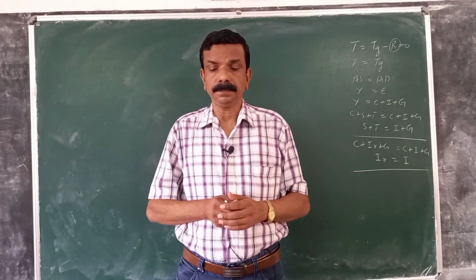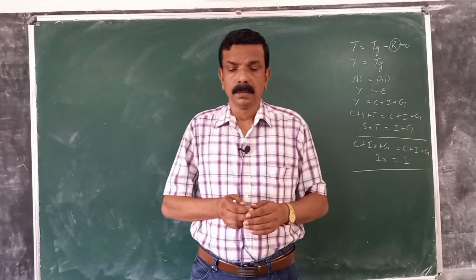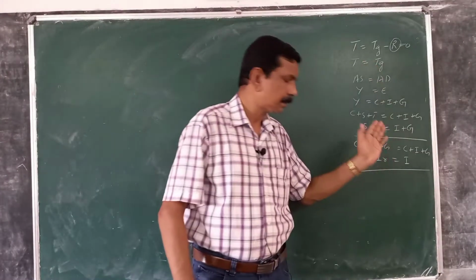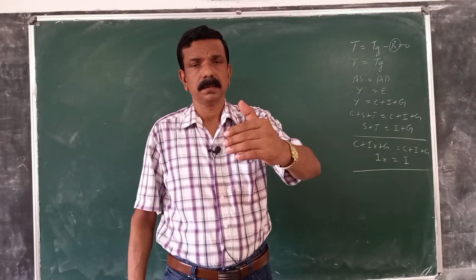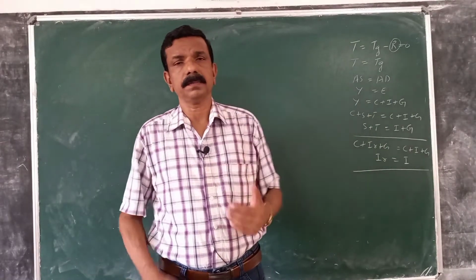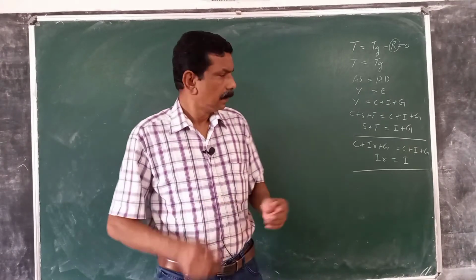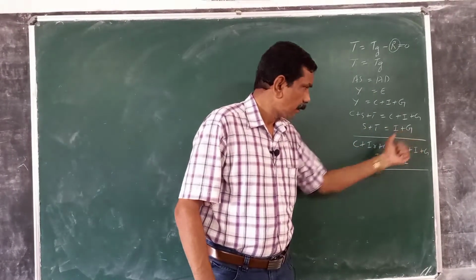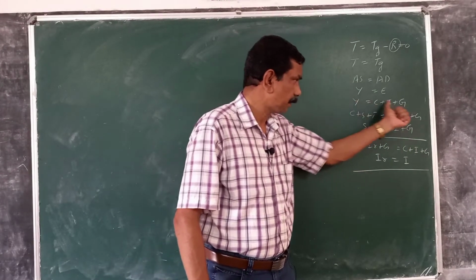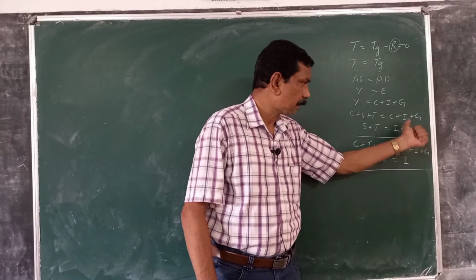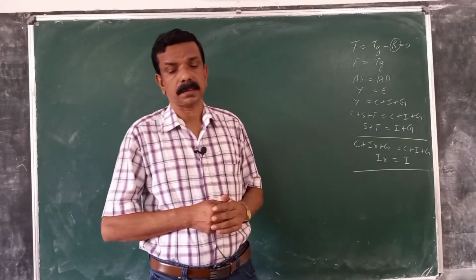Now, these conditions are the same as the ones we have described in the context of the two-sector model also. In the three-sector model, this is aggregate supply equal to aggregate demand. Total leakages is equal to total injections.